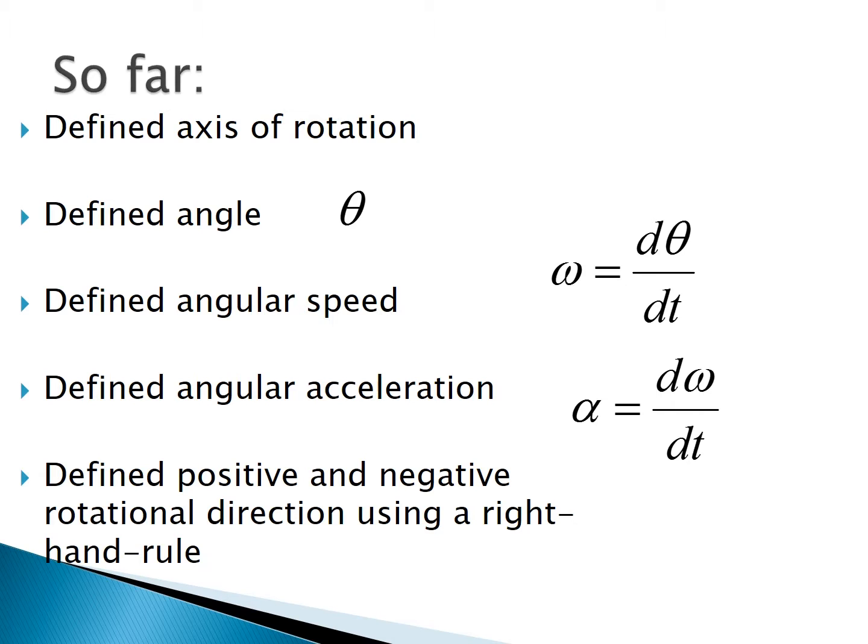And then we've defined positive and negative rotational direction using a right-hand rule. And recall that that rule is putting your thumb in the direction of the axis and your fingers wrap around the direction of positive motion, which is counterclockwise for positive motion about a certain axis.